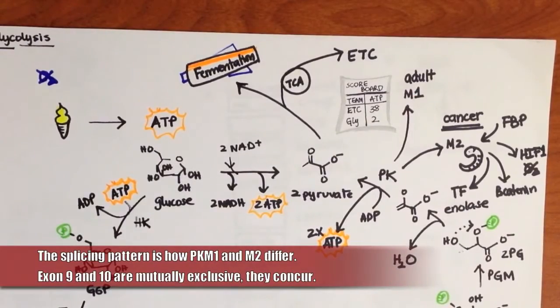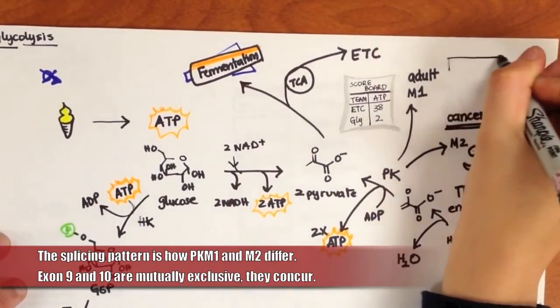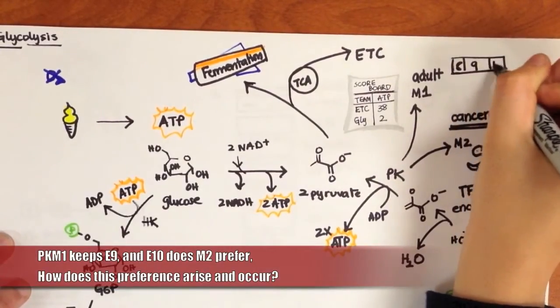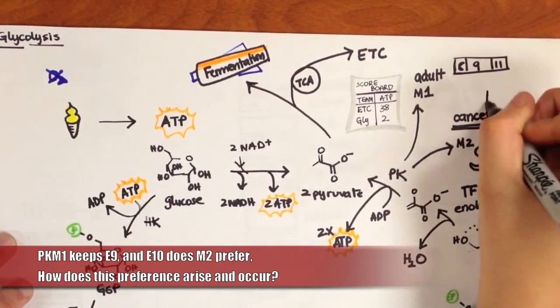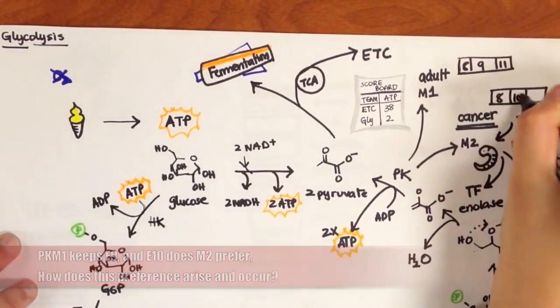The splicing pattern is how PKM1 and M2 differ. Exon 9 and 10 are mutually exclusive, they concur. PKM1 keeps E9, and E10 does M2 prefer. How does this preference arise and occur?